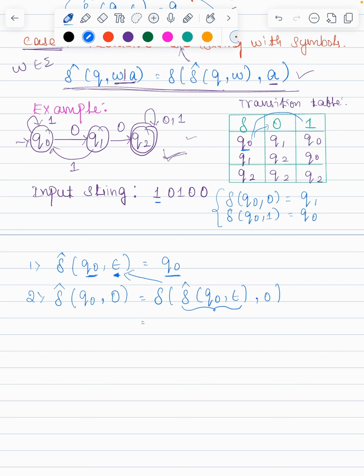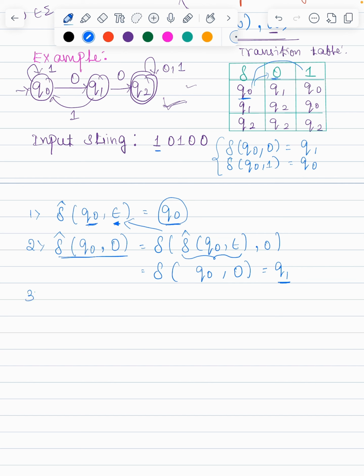We have a solution to this. Delta cap of Q0 comma epsilon, the resultant state is Q0. So write delta of, we have Q0, right? We have the answer from the previous step, fetch it from the previous step, and my current input symbol is 0. Now look at the transition table. The transition from the state Q0 with input symbol 0 is ending up with the state Q1. So the extended transition function from the state Q0 with input symbol 0, the resultant state is going to be Q1.